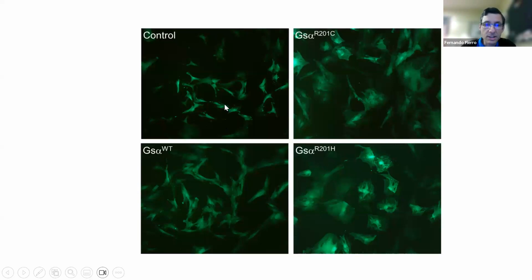This is a characteristic morphology we see in the cells. The MSCs, as you know, have typically fibroblastic morphology, and that wasn't affected by expression of the wild-type GS alpha. However, when you express the mutant version, these cells have this very different shape with very distinct stress fibers. These are actin bundles, characteristic typically of an excess of RhoA signaling, which has already been described to be downstream of this excess of cyclic AMP.